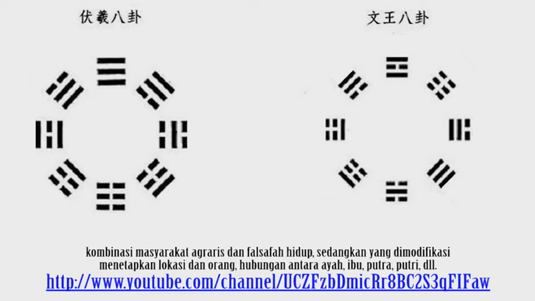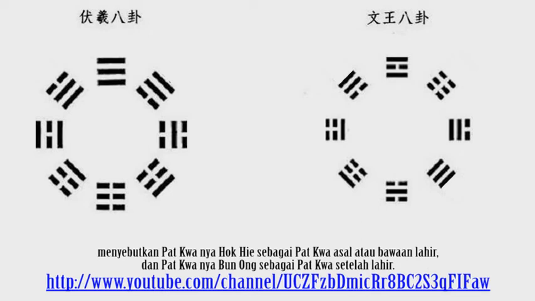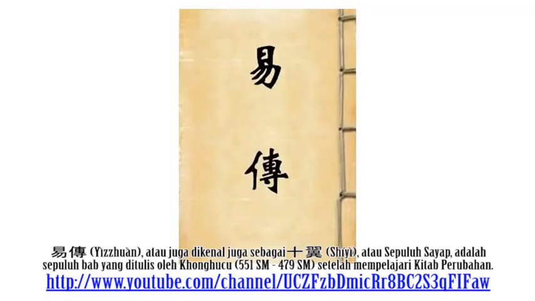While the modified one conforms to the location and people, the relationships amongst father, mother, son, daughter, etc. In the Song Dynasty, 960 to 1279, Shao Yong, 1012 to 1077, in his book 皇极经世, called 伏羲八卦 innate or congenital 八卦, and acquired 八卦 for King Wen's 八卦. 十翼, or the 10 wings, is the 10 chapters written by Confucius, 551 BC to 479 BC.